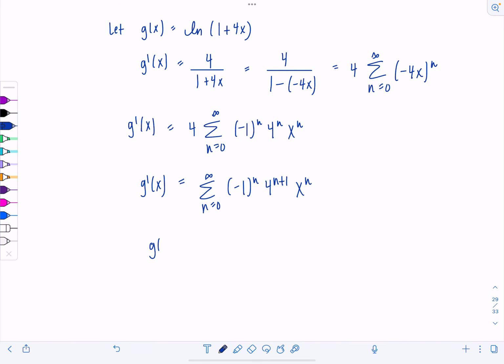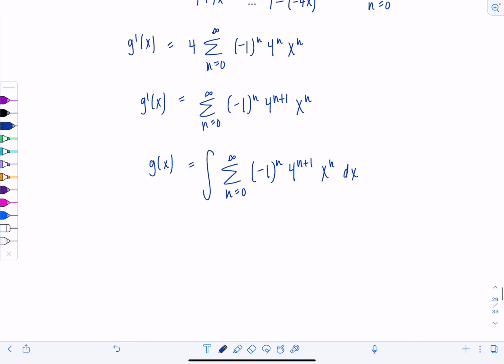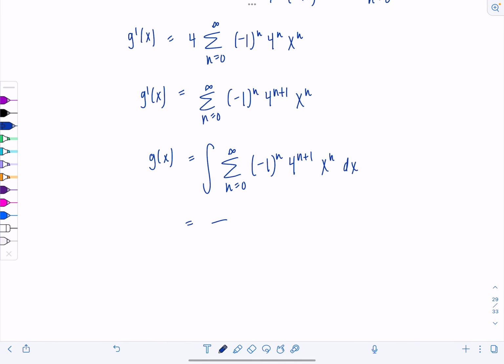So g of x, how do you undo a derivative? You integrate. So I need the integral, n equals 0 to infinity, negative 1 to the n, 4 to the n plus 1, x to the n dx. Don't have a panic attack. Everybody except x is a constant. So when you integrate, nothing changes. Leave this alone. Just rewrite it all. Oh, so relaxing. How do you integrate x to the n? You add 1 to the exponent, and then you divide by the new exponent, and then you have a plus c.